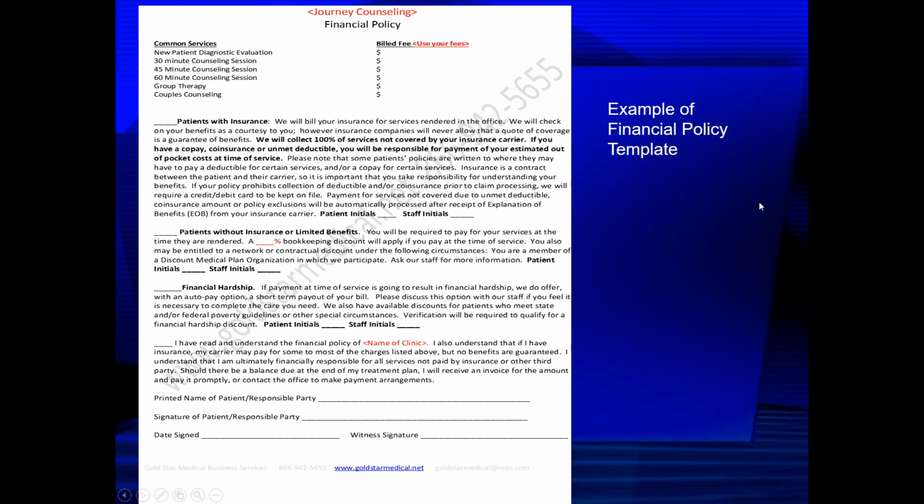So you need to make sure that the patients that are on financial hardship are true financial hardship patients. This is an example of a simple financial policy that you can go over with the patient at their first visit. It can be as little as 1 page long. Some of them are about maybe 2 pages long.